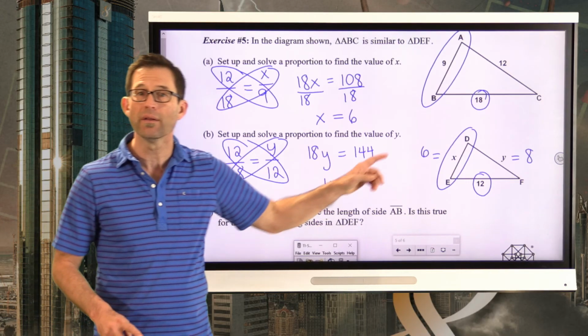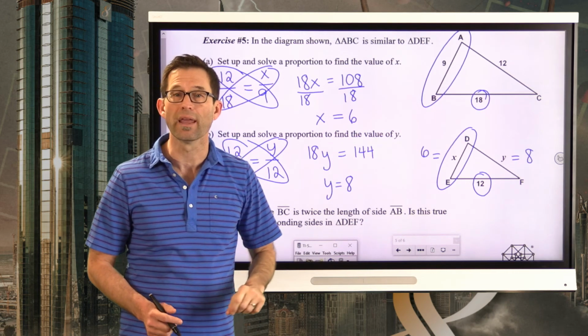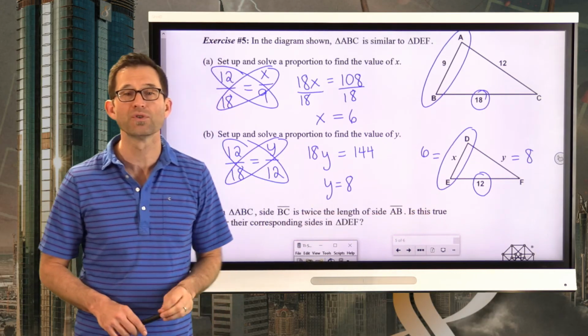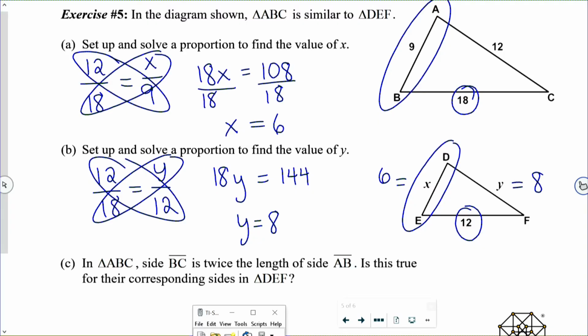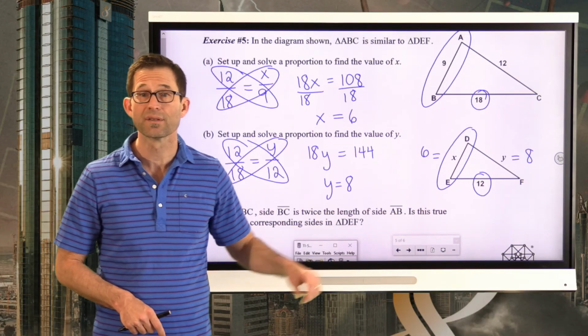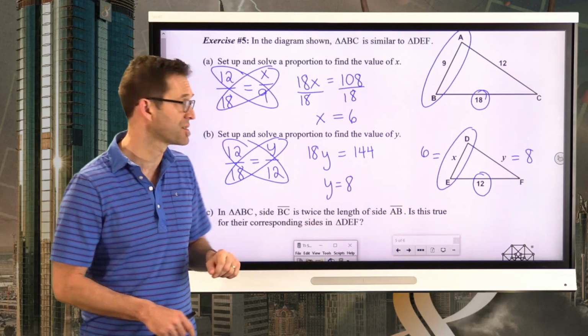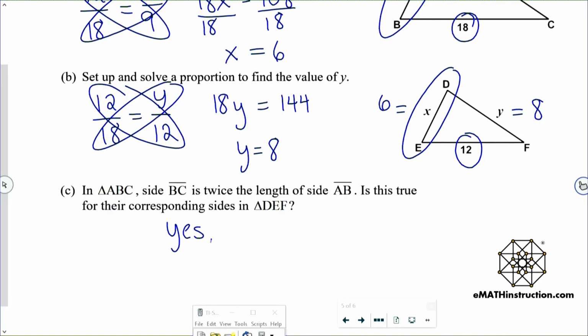So, kind of note, right? Side BC, which is 18, is twice the length of side AB, which is 9. Does that relationship also hold when we go over to triangle DEF, which is similar to it? Take a look at that. And the answer is yes, because EF, which is 12, is twice DE, which is 6. And again, we'll really harp on that next time, but we're going to say yes because EF is twice DE.